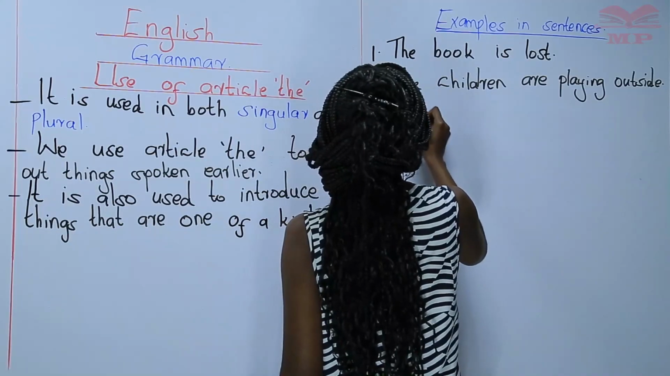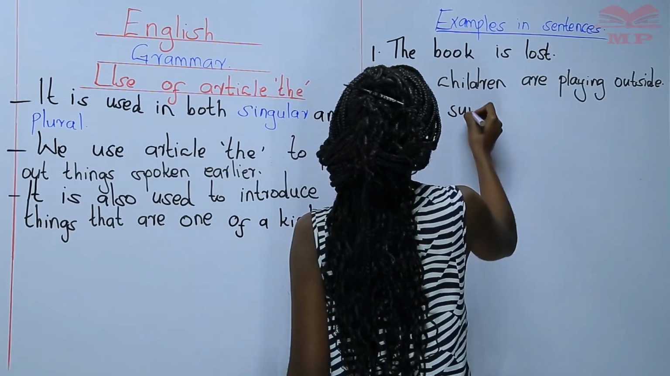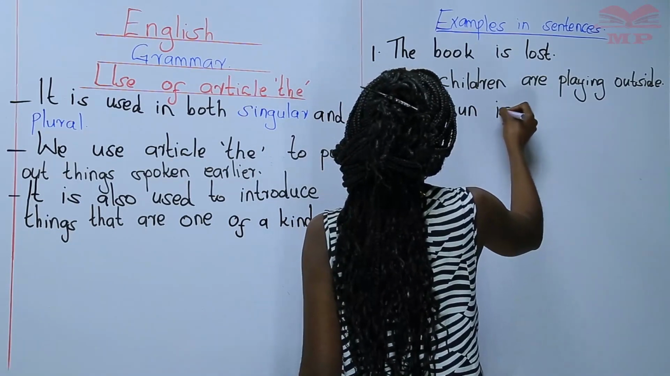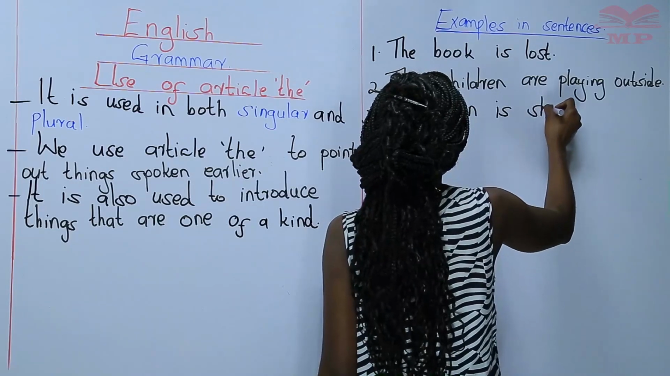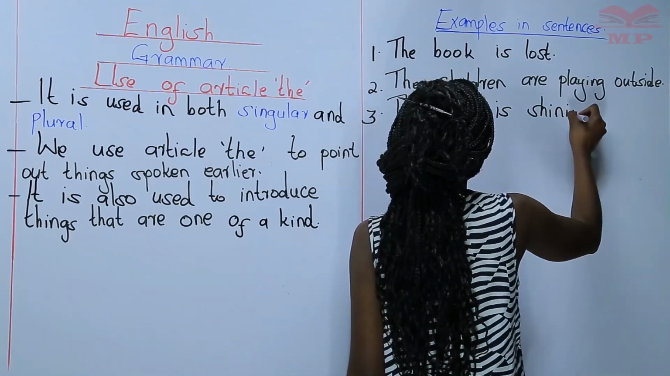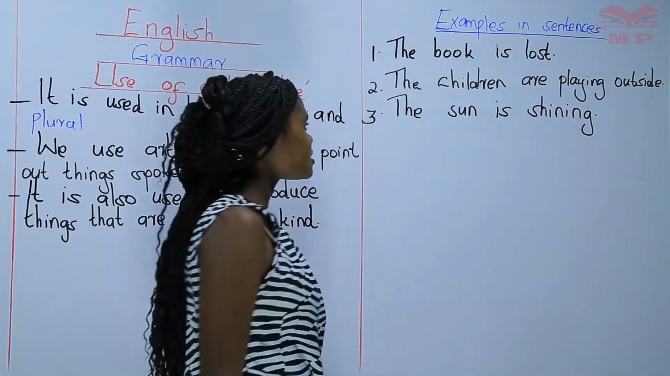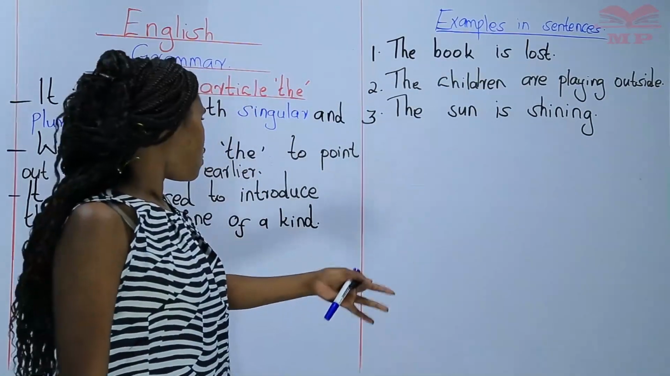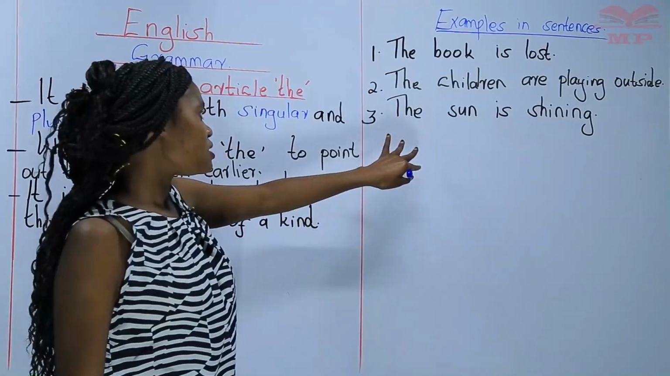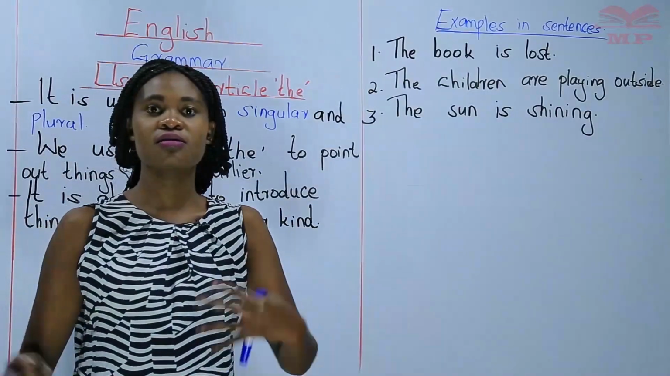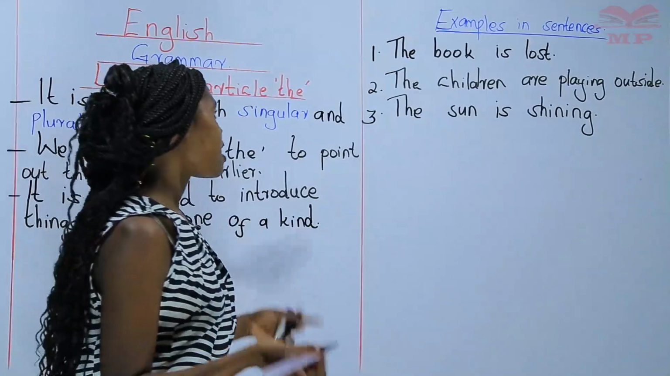I can have another sentence. The sun is shining. The sun is something that is one of a kind. So you use the article there when introducing things that are one of a kind.